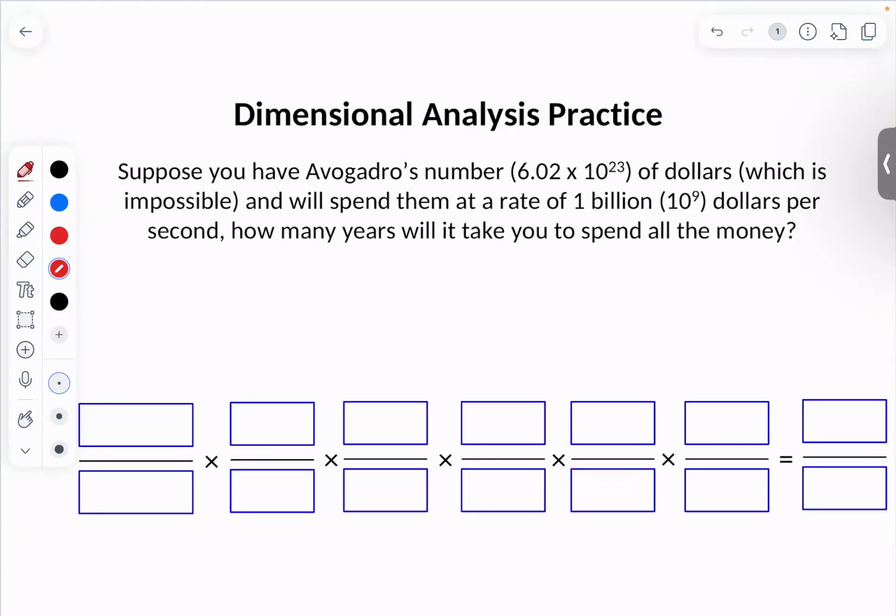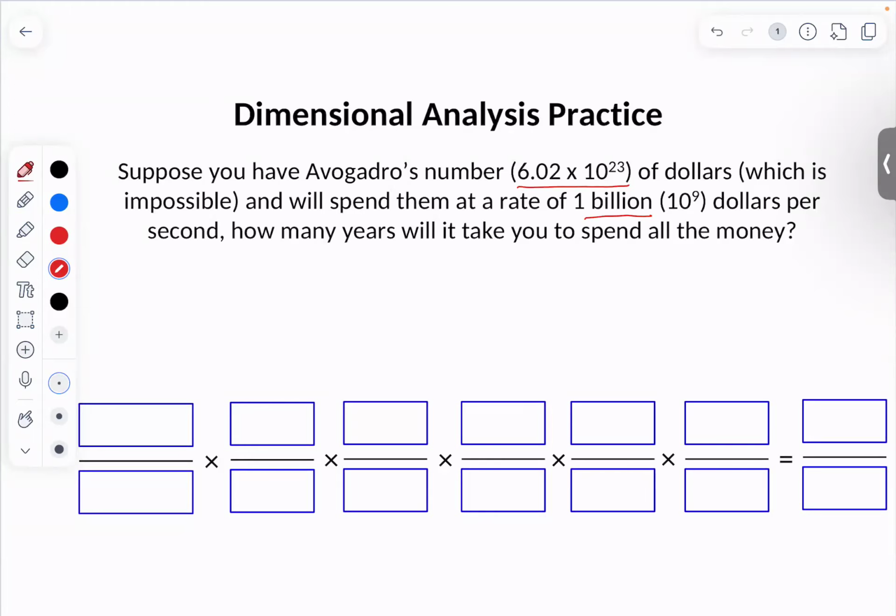Here's a question. Suppose you have Avogadro's number, 6.02 times 10 to the 23rd, of dollars, which is apparently impossible. Now, if you spend the money at a rate of $1 billion per second, how many years will it take you to spend all the money?